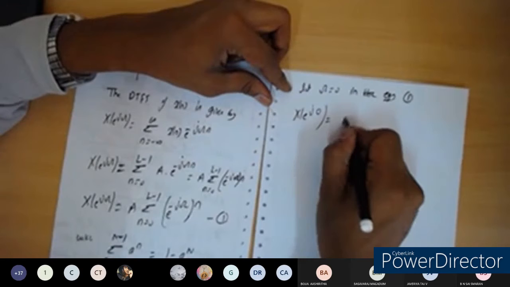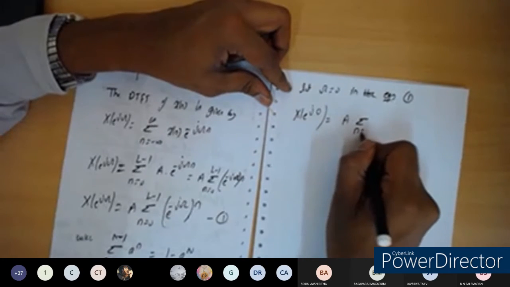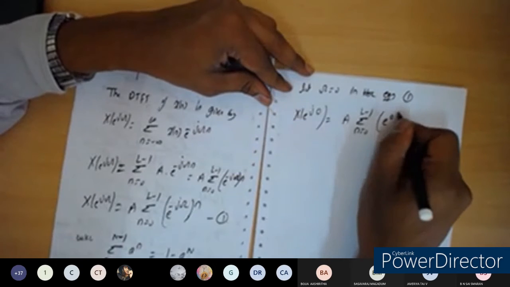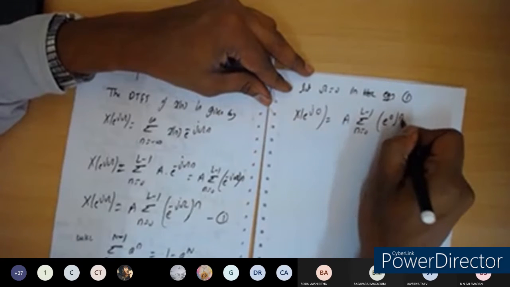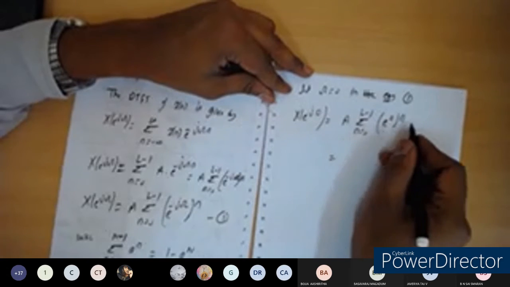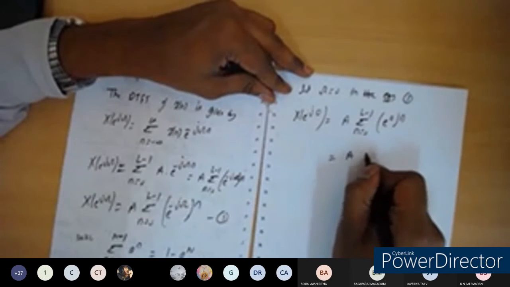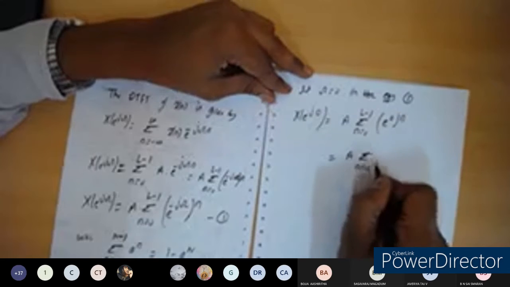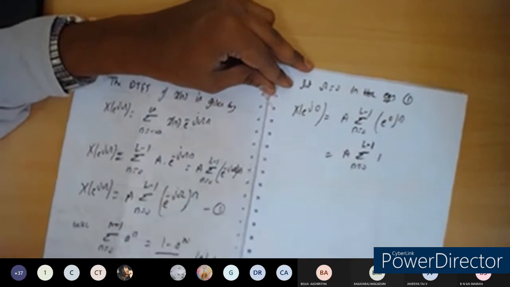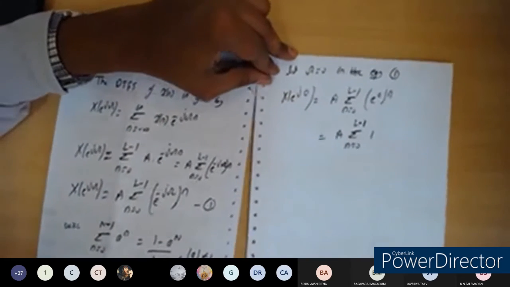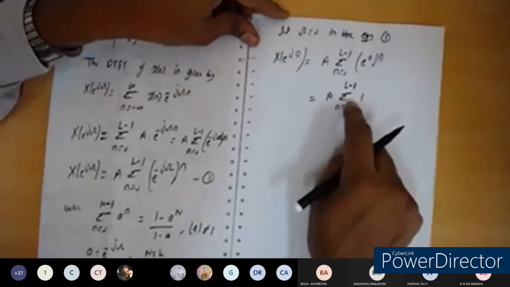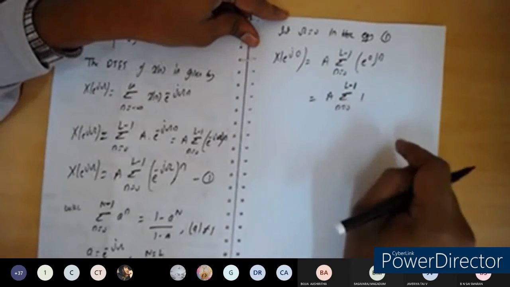I can substitute like this. A into summation n equals 0 to L minus 1 of e to the power of 0 to the power of n. e to the power of 0 is 1, and 1 to the power of n is nothing but 1 only. So it will become summation n equals 0 to L minus 1 of 1. If you add the 1 n times, you will get n here.